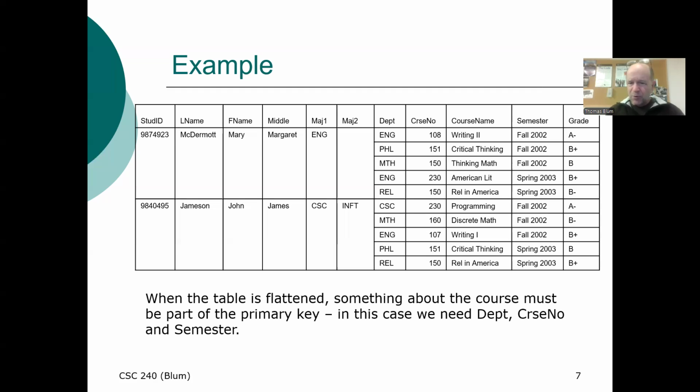And the repeated thing, in this case the courses and the grades, something in there must be part of the primary key. Or it could be the primary key, but it's either the primary key or part of the primary key. In this example, it's part of the primary key.